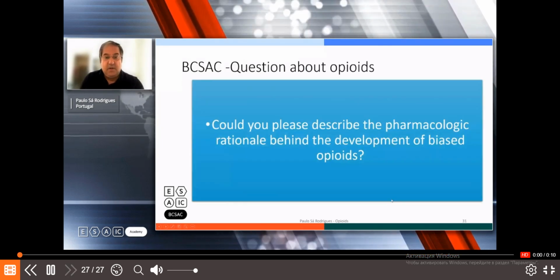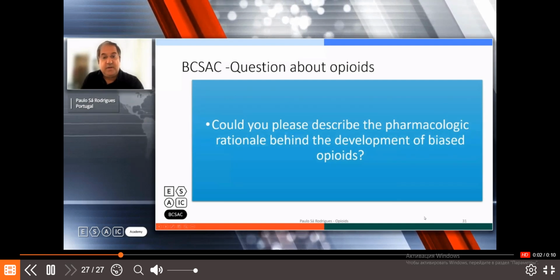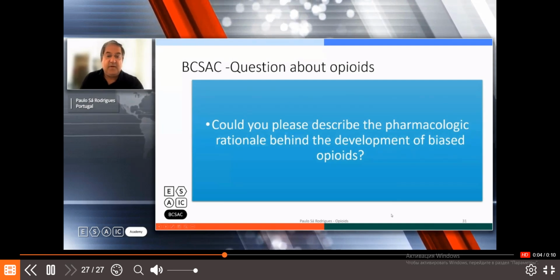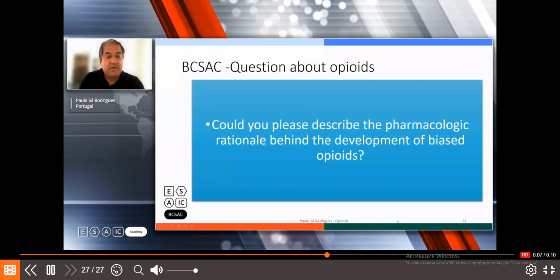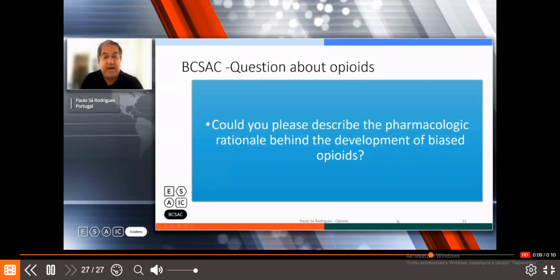So one question that may be asked to you is, could you please describe the pharmacologic rationale behind the development of biased opioids?